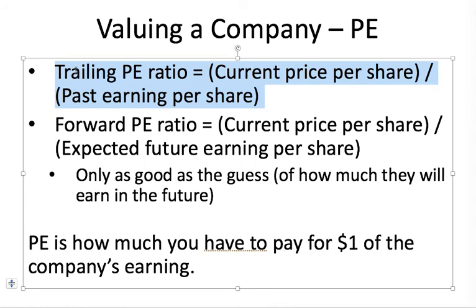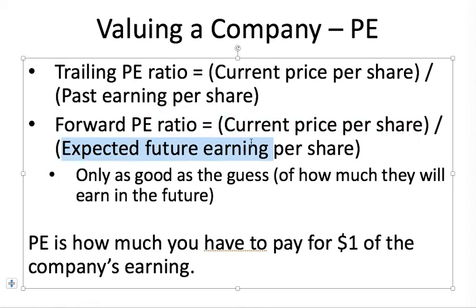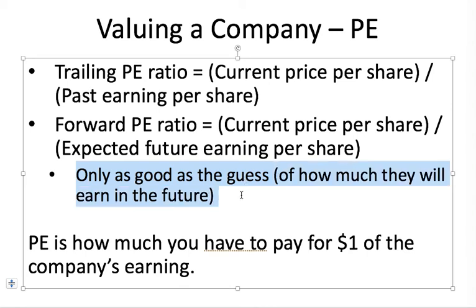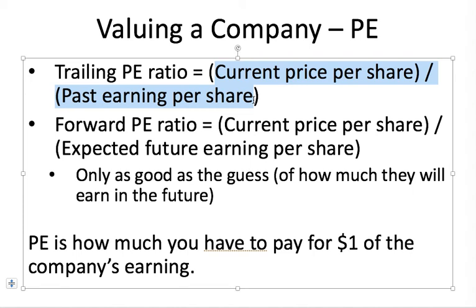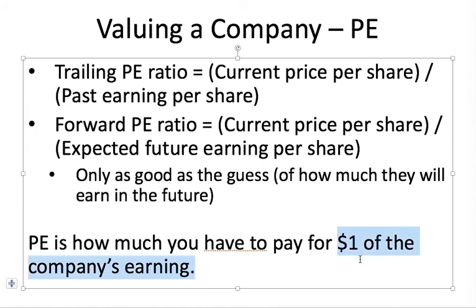The trailing PE ratio, everyone can generally agree on because that's looking into the past. So you know how much money they made, you know how much earnings they had over the past 12 months. For a forward PE ratio, you have to kind of guess or estimate their earnings. So therefore, your forward PE ratio is only as good as that guess. Another way of thinking of PE ratio is how much would you have to pay for $1 of that company's earnings. So if you do this math right here and you get a PE ratio of 12, then that means you are paying $12 when you buy that stock for every $1 that that company is making in earnings, in profits.